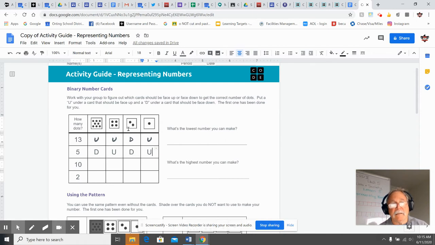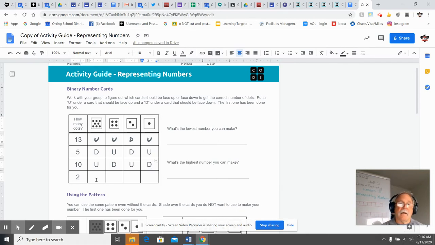So we have 8 plus 2 is 10. So we're going to make that an up. We're going to make that a down. We're going to make that an up because that adds up to 10, and that leaves that with a down. So now we're telling our computer we want this one on, this one off, this one on, and this one off. So we're telling our computers on, off, on, off. On for 8, off for 4, on for 2, off for 1, giving us 10.